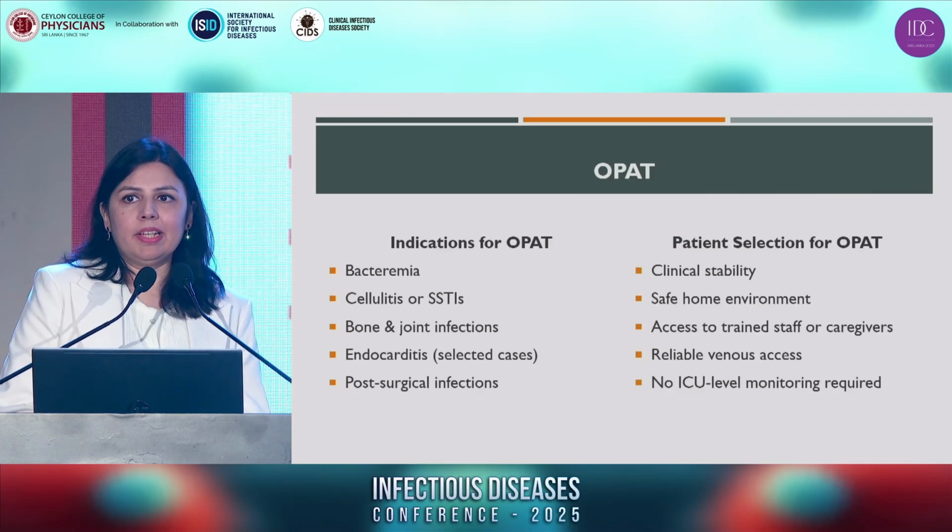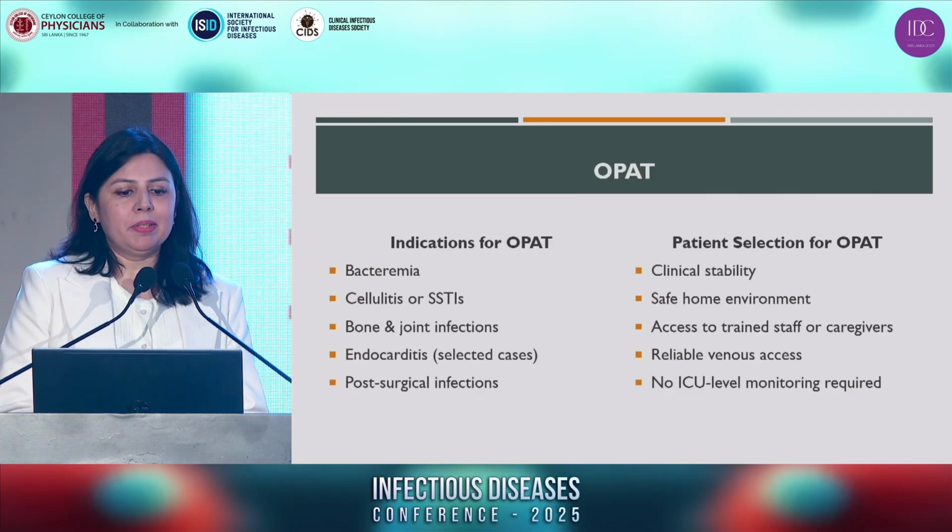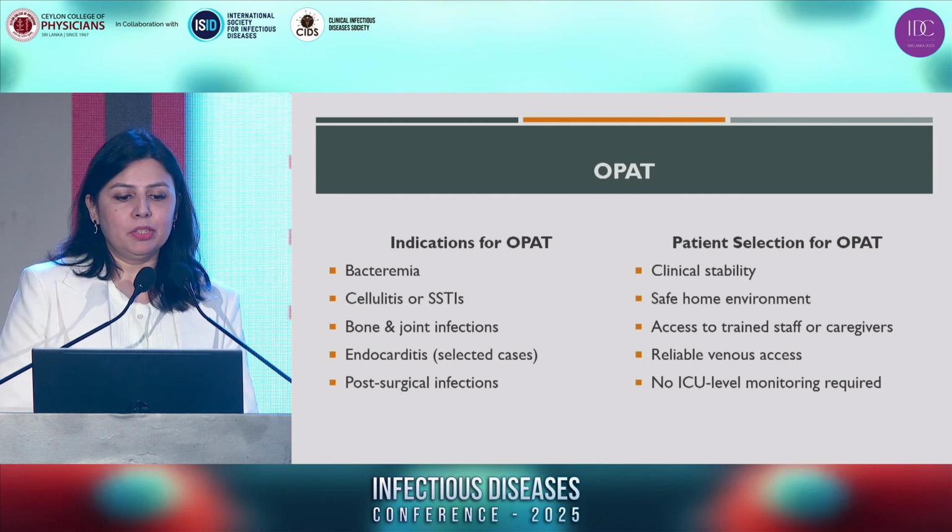So what are the different indications? Commonly, OPAT is prescribed for bacteremia, cellulitis or surgical site tissue infections, bone and joint infections, endocarditis for particular selected cases, and post-surgical infections.